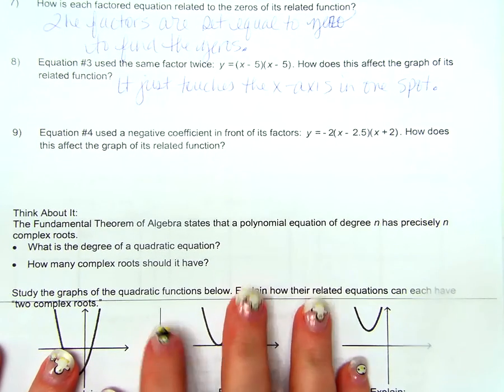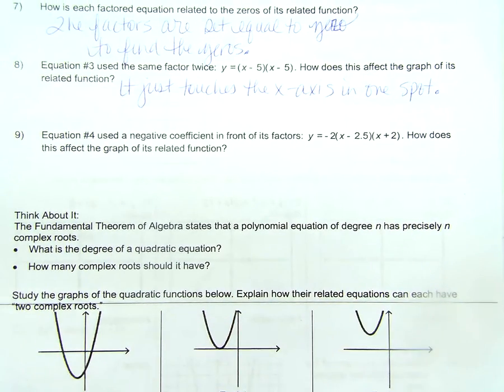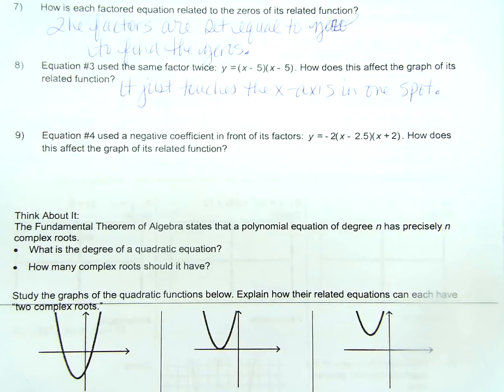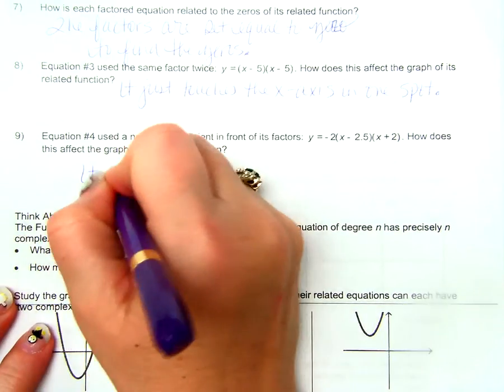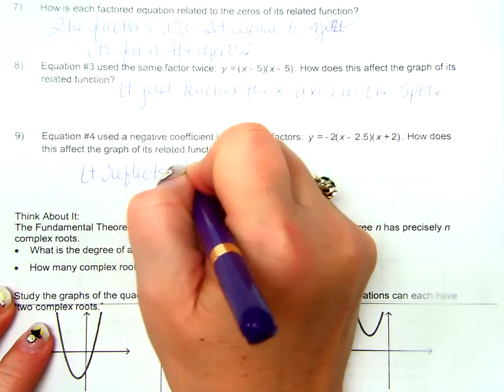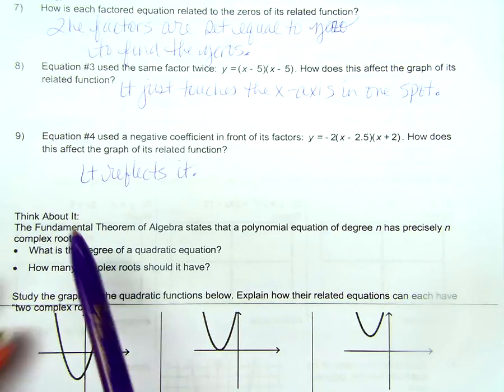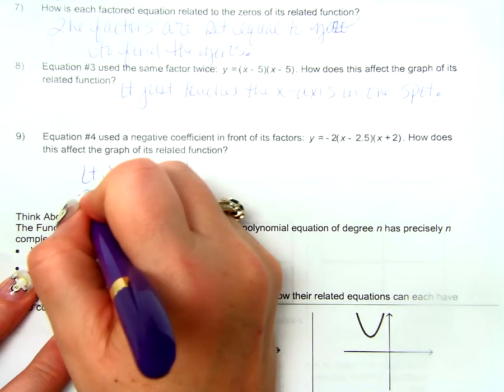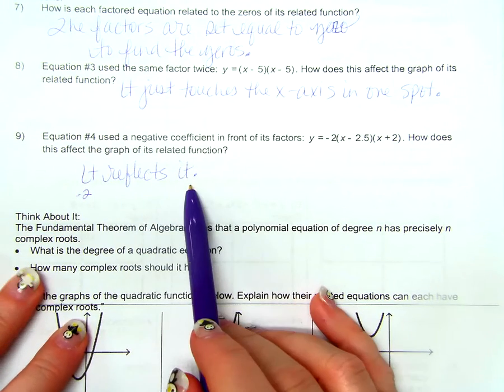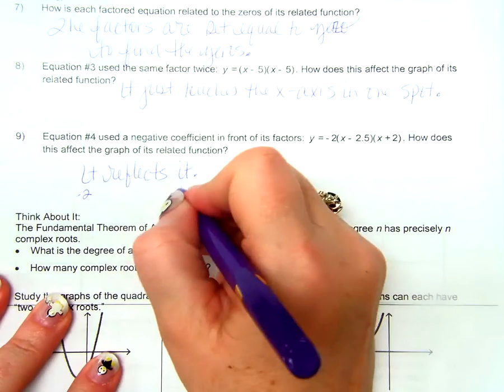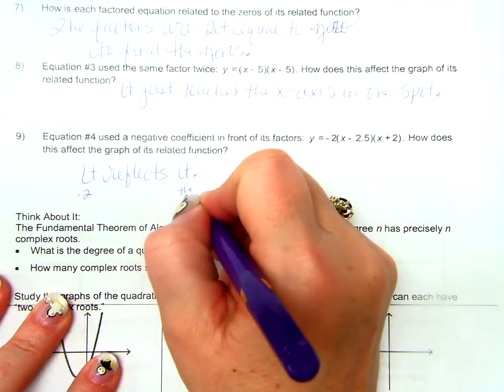Equation 4 uses a negative coefficient in front of its factors. How does this affect the graph of its related function? It reflects it. Now, I don't really like that sentence at all because there's too many pronouns in there. But I want to respect your words. Okay? So can we at least talk about what it and it means? What is the first it referring to? The -2, right? The -2 reflects what? The graph. Or the parabola. Yeah, that's fine.